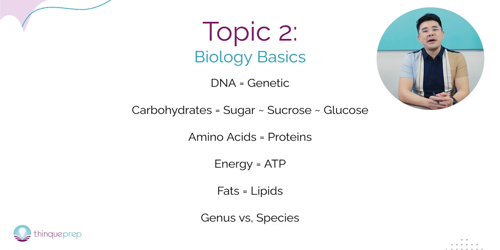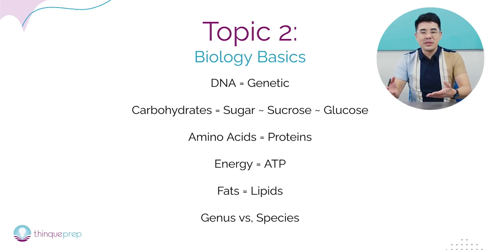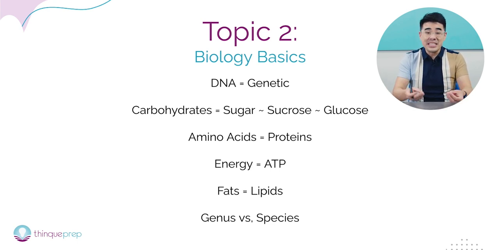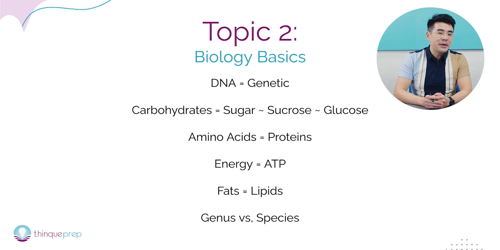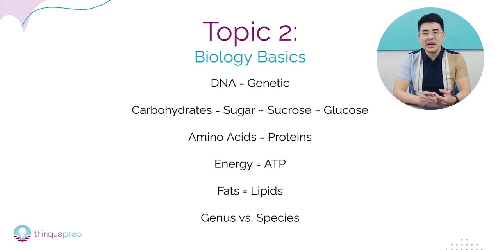So topic 2 is biology basics. There's just a certain few things that they want you to know when it comes to the biology section. Number 1, DNA can be synonymous with anything genetic or genes. Carbohydrates is a synonym of sugar, and if you need to know specific types of sugars, it'd be like sucrose or glucose or anything that ends with -ose.